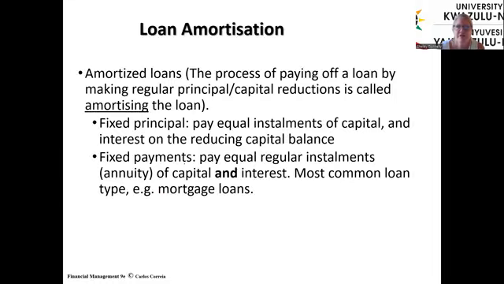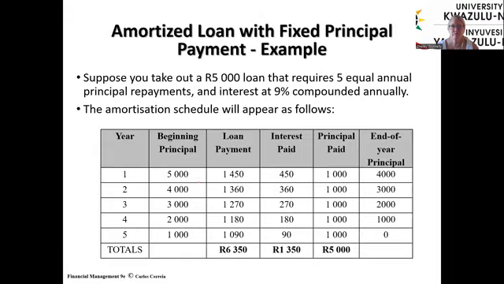Or you pay it back in fixed payments, which include capital and interest. And this is the most common method by which loans are amortized. Most of your consumer loans work in this way, your car loans, your student loans, your home loans, etc. And I'm going to illustrate both of them now. So, firstly, we're looking at an example where you have a fixed principal capital payment.